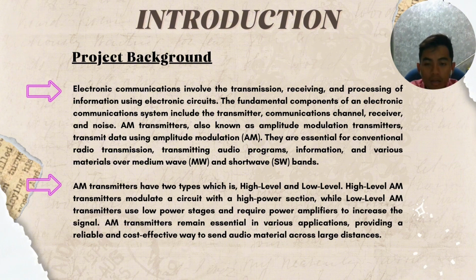AM transmitters have two types, which are high level and low level. A high level AM transmitter modulates a circuit with a high power section, while a low level AM transmitter uses a low power stage and requires a power amplifier to increase the signal. AM transmitters remain essential in various applications, providing a reliable and cost-effective way to send audio material across a large distance.